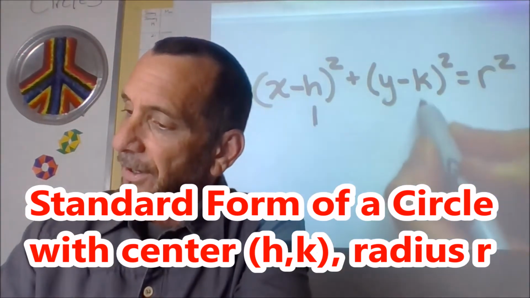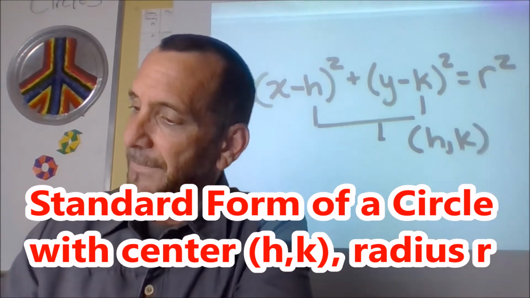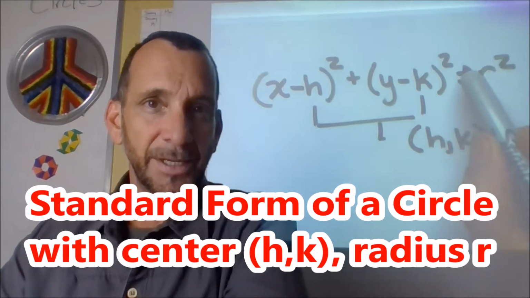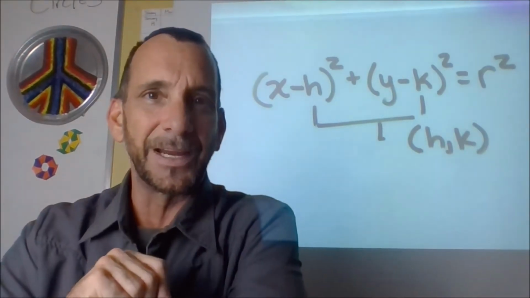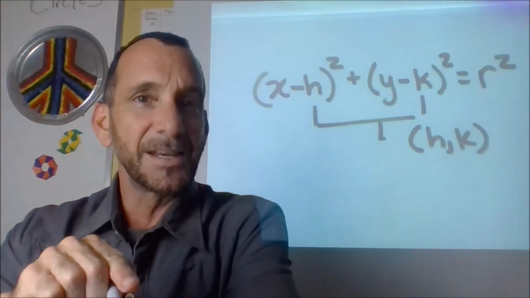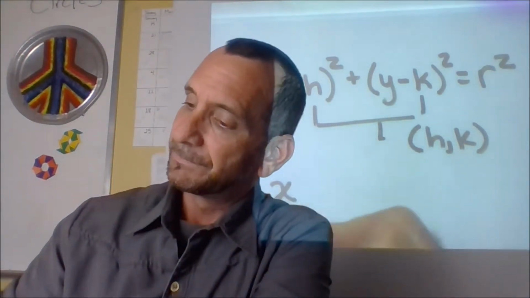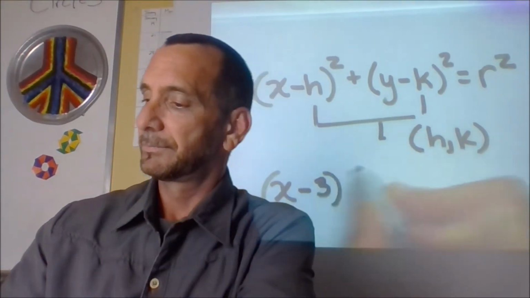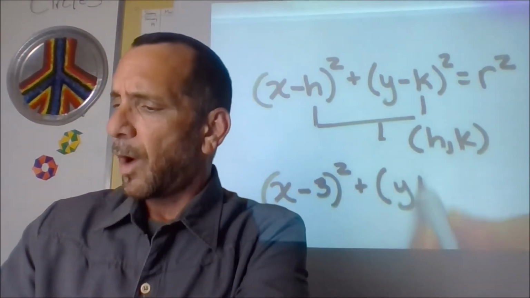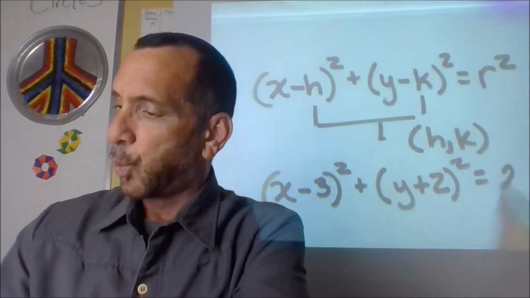The center is (h, k), and of course the radius is r, so whatever this number squared is, take the square root, you could get the radius. So let me see if we can identify the center and the radius of this circle. (x minus 3) squared plus, how about (y plus 2) squared equals 20.